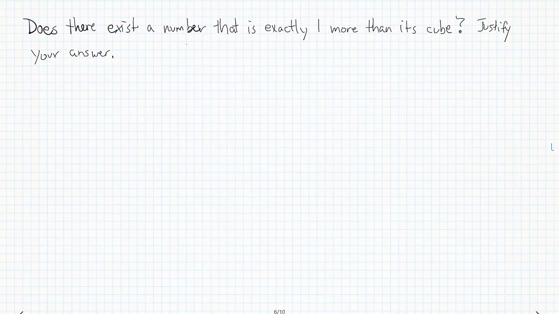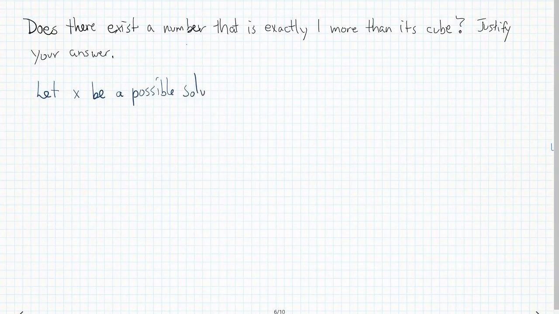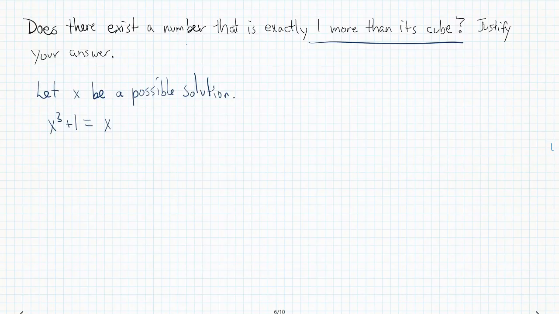So first off, let x be a possible solution. Usually we shouldn't assume that there's a solution, but let's say there is a possible one. Then what you'd have is x cubed plus 1, right? 1 more than its cube, exactly 1 more than its cube. So that means x cubed plus 1 should equal x. Now, subtract x from both sides.